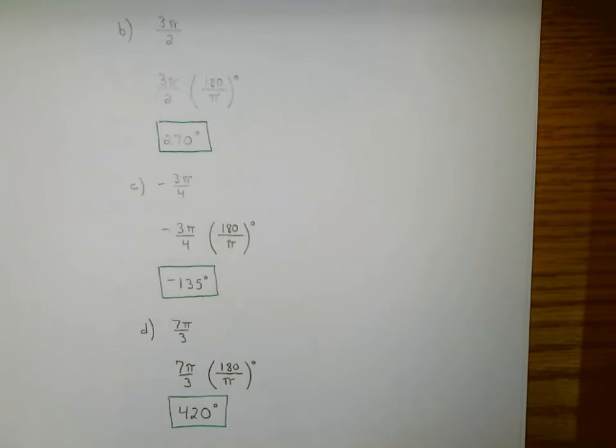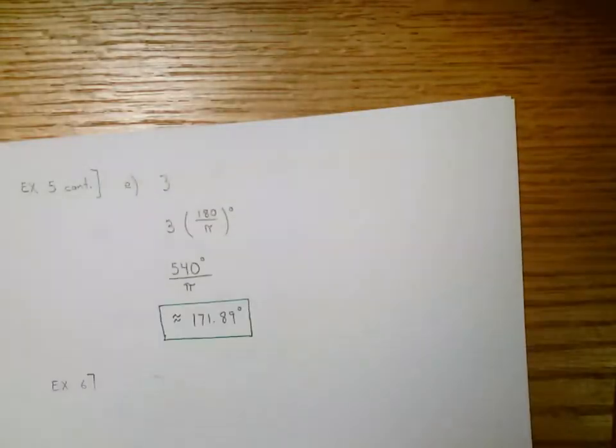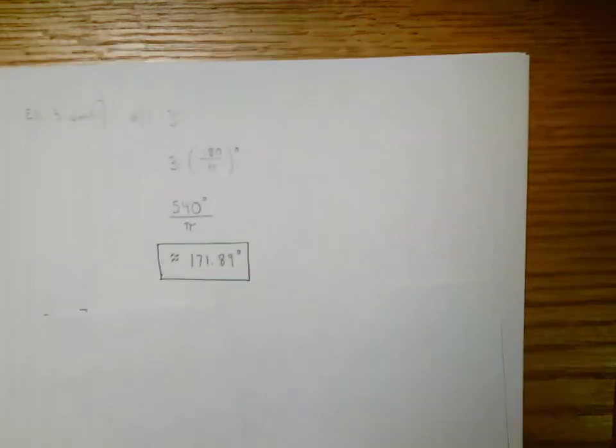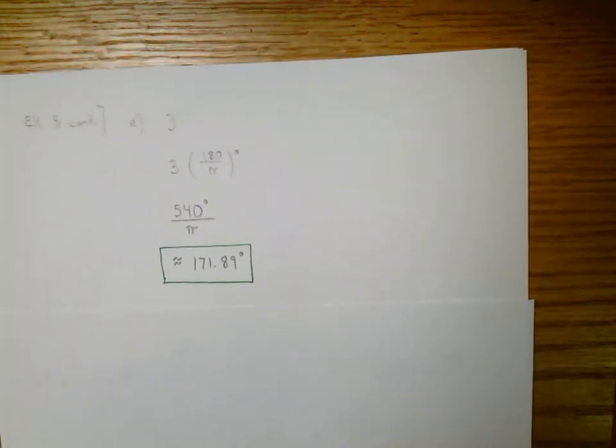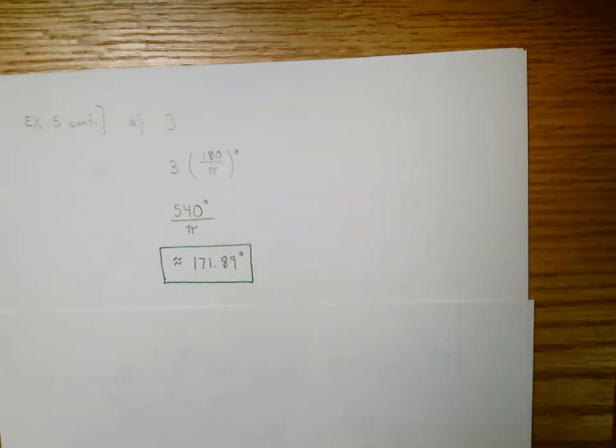There's examples B, C, and D for you to check your conversion. Here's example 5E for you to check your conversion. Again, notice on 5E I did approximate my answer. I certainly could have stopped right here. Okay, 3 radians, which is a rational number, is equivalent to 540 divided by pi degrees. That's approximately 172 degrees.